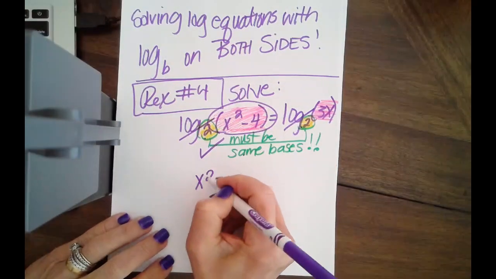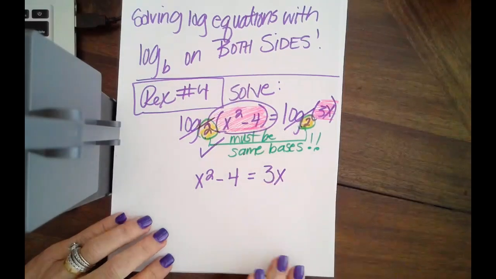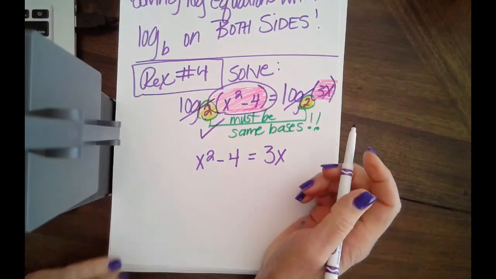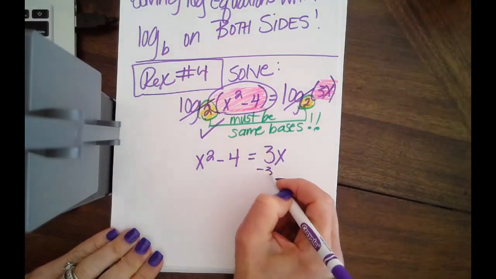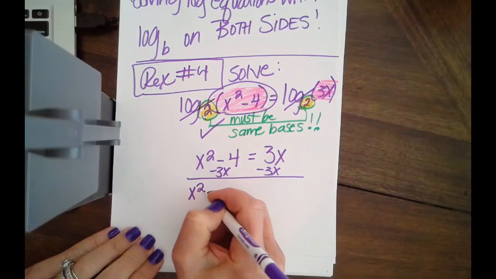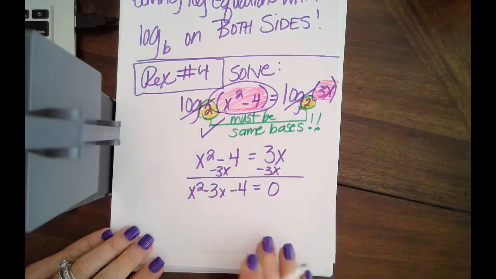So x squared minus 4 is equal to 3x. Well, you can tell right now we've got a quadratic, so we're going to set it equal to 0. We're going to move 3x over, put it in the middle. That's our linear term. x squared minus 3x minus 4 equals 0.